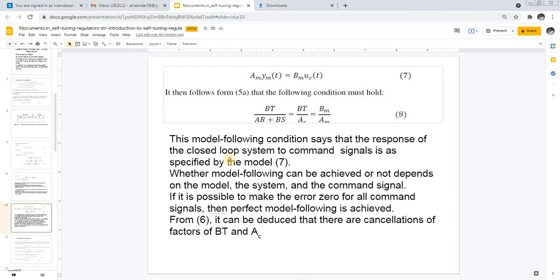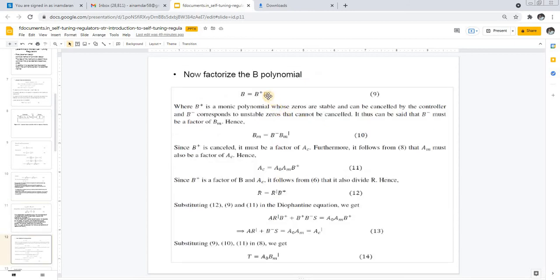Now there are consequences of this model following condition. We are going to have a look at that. So now this equation implies that there are cancellations of the factors of bt and ac. We can cancel the factors of bt and ac. So now we can factorize the b polynomial from that. So b equals b plus and b minus.